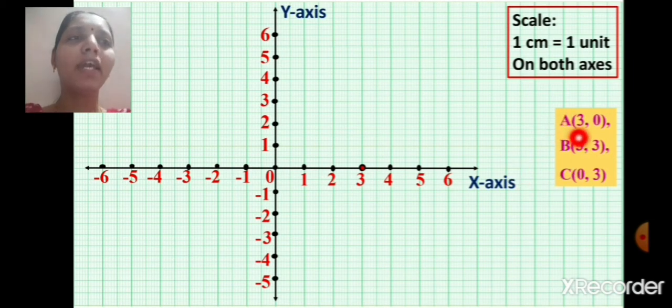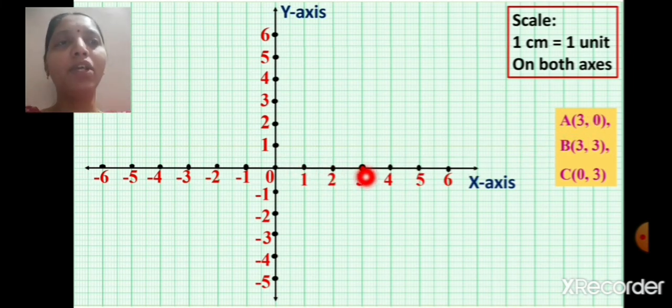Okay. Now what is the first point you have to plot here? Yes, point A, which has coordinates 3, 0. So let's find out the point here. Now the y coordinate is 0. That means that point will lie on the x-axis. So this will be your point A. So write the coordinates of this point.